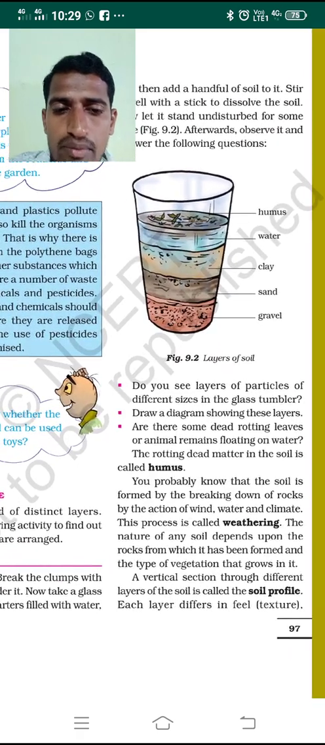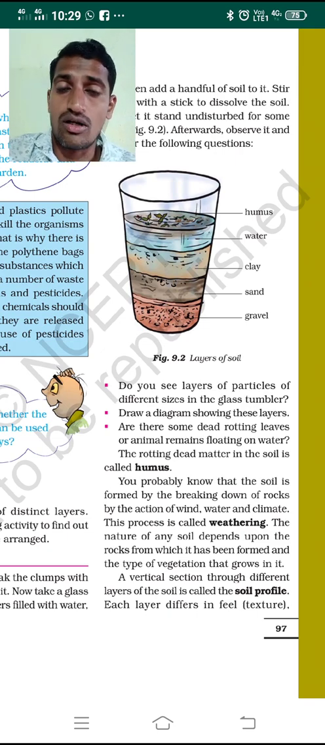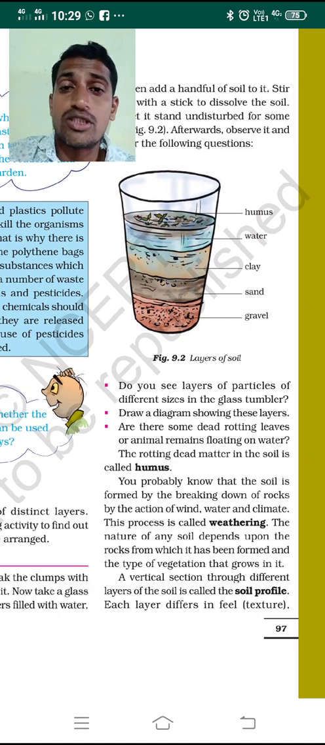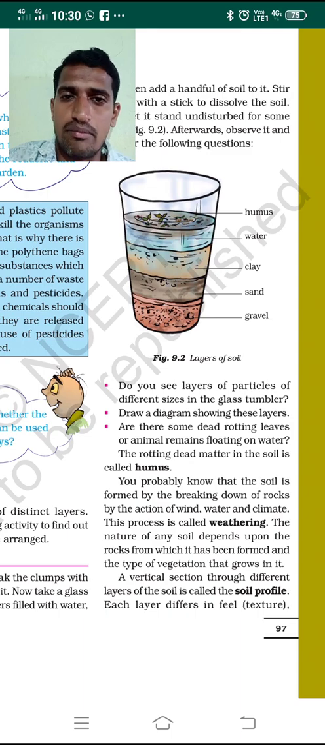So you probably know that soil is formed by the breakdown of what? Minerals or rocks, not minerals, we can say rocks. The formation of soil is a long process, it takes around thousands of years. You may wonder, the formation of soil would not be possible within a year or 10 years. It may take around 1000 years, because soil is formed from rocks by the action of wind, rain and climate. This is how the formation of soil takes place.